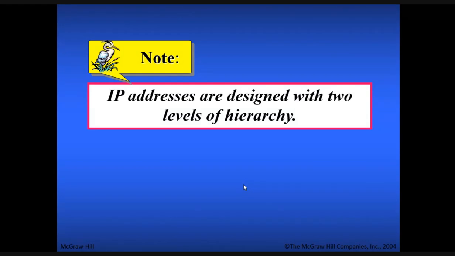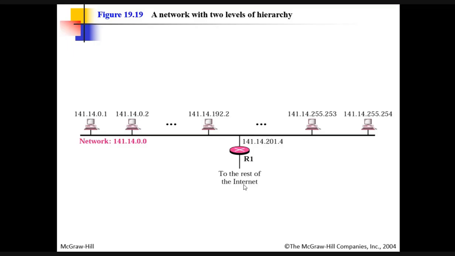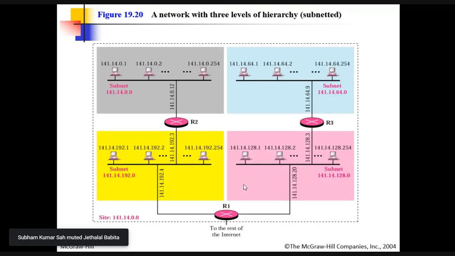An IP address is designed with two levels of hierarchy. What are the two levels of hierarchy? They are network and host, the network ID and host ID.